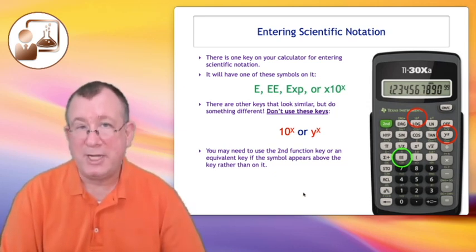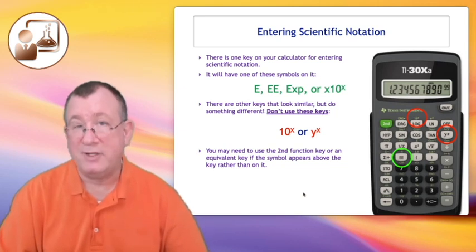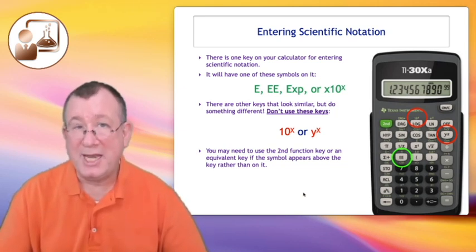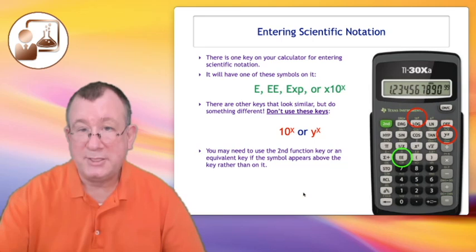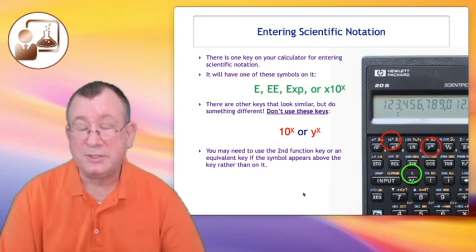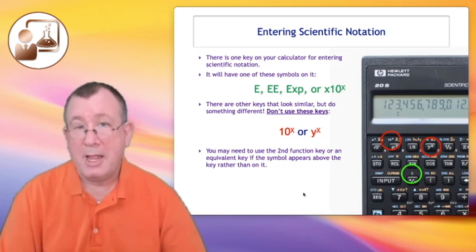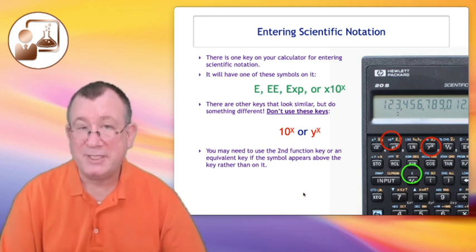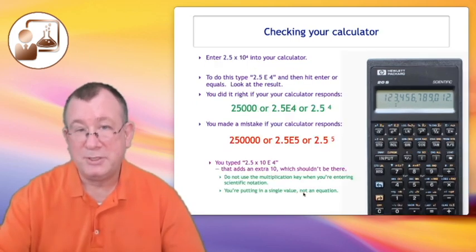As opposed to telling your calculator, I want you to take 2.5 and multiply it by 10 to the 5th, an expression. The reason that's different, well, I'll show you. I'll give you an example in a minute. But that will mess up your calculations some of the time. So even if the 10 to the X or the Y to the X key seems like it's working for you, don't do it. Because on a test, when the rubber meets the road and it really counts, that's when it'll mess you up. Here, let me show you an example.